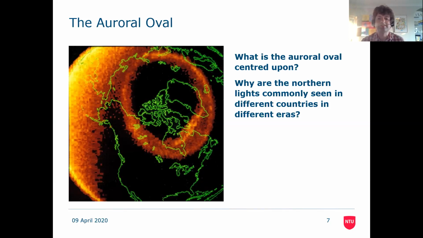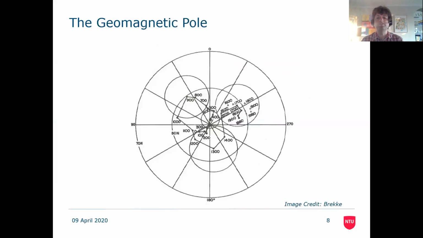So why are the Northern Lights commonly seen in different countries in different eras? A couple of hundred years ago, they were much more common in Scotland than they are now. Well, that's because the geomagnetic pole moves. This little plot here shows how the geomagnetic pole moves over time relative to the geographic pole. So the geographic pole is right here in the center of this plot. And what you can see is in some eras, it doesn't move very much. So if we look, I don't know, between 1700 and 1800 here, it hasn't moved very far. If we look between 900 and 1000 AD, you can see it's moved quite a way. And so the geomagnetic pole moves over time.